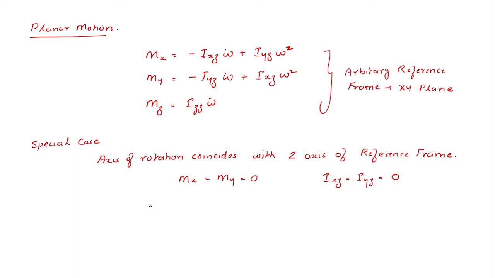So what remains is that you have only one equation, and that equation is Mz equals Izz into omega dot, or we can say it as Izz into alpha. So this is the equation which we use in case of a pure rotation, where the axis of rotation coincides with the z-axis of the reference frame. This is the equation which we shall be using in the majority of the problems related to planar rotation. So let's go to the first question.